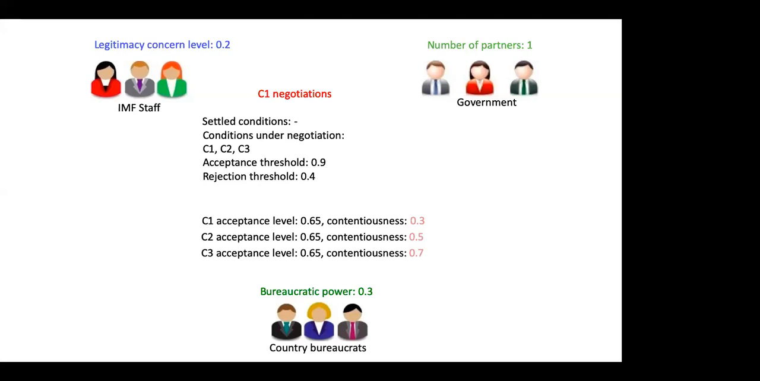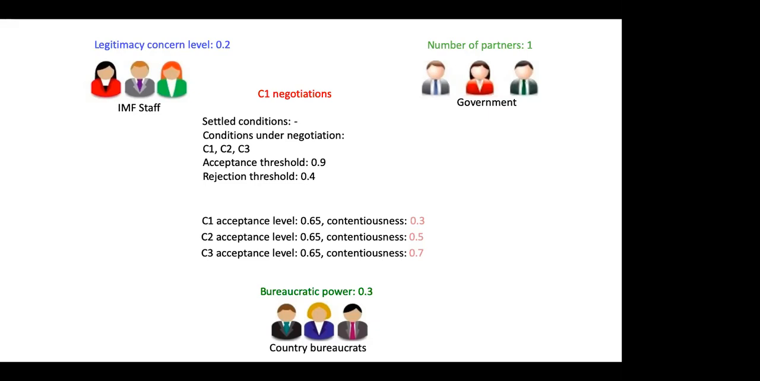Each negotiation for a condition involves 2 steps: discussions between the IMF staff and the country bureaucrats, followed by discussion between the borrowing country bureaucrats and the government. A condition becomes part of a program if its acceptance level exceeds the acceptance threshold, which is 0.9 in this example, or is ruled out of the program if its acceptance level falls below the rejection threshold, which is 0.4 here. So the simulation continues until a decision is made for all conditions, which means that some conditions may be negotiated multiple times.